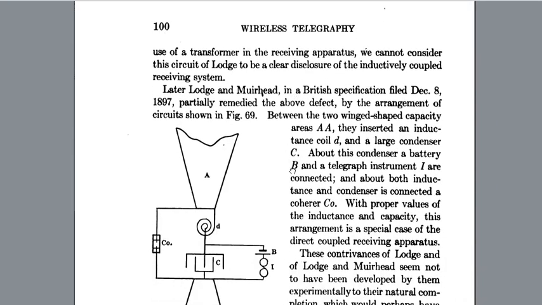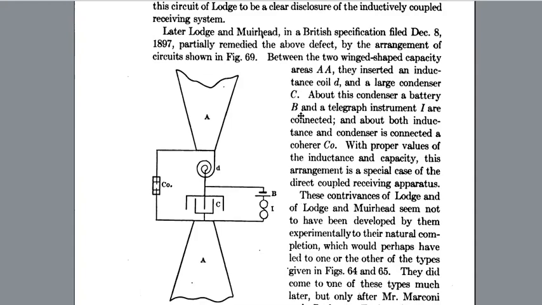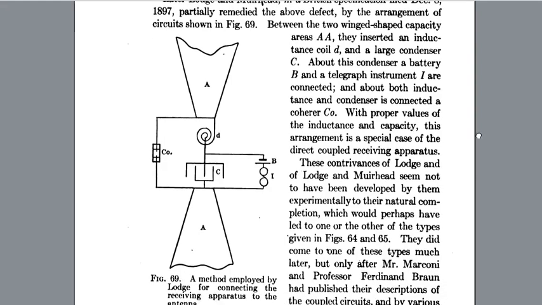Later, Lodge and Muirhead, in a British specification filed December 8, 1897, partially remedied the above defect by the arrangement of circuits shown in figure 69. Between the two winged-shaped capacity areas AA, they inserted an inductance coil D and a large condenser C. About this condenser, a battery B and a telegraph instrument I are connected, and about both inductance and condenser is connected a coherer Co.